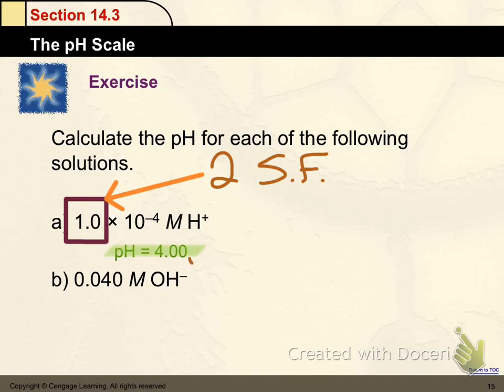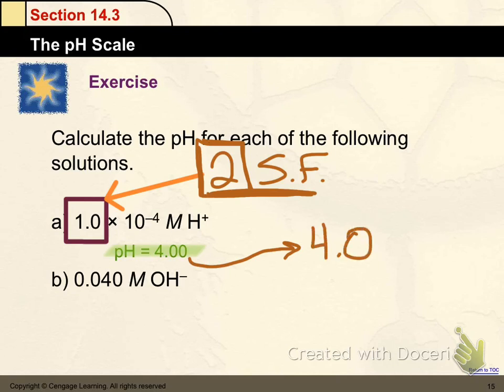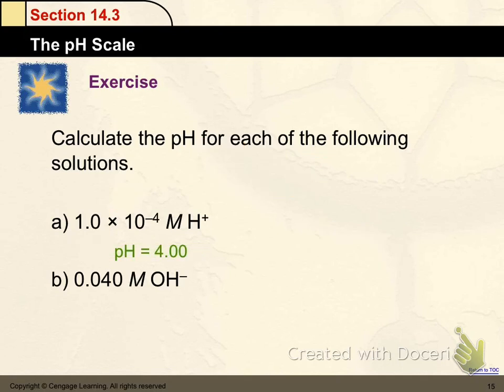So for the rule of logs, as far as significant figures are concerned, the number of sig figs that you have in your original number, in this case 2, equals the number of digits to the right of the decimal place. So you can see that it's 4.00. All right, let's look at a little different case now.